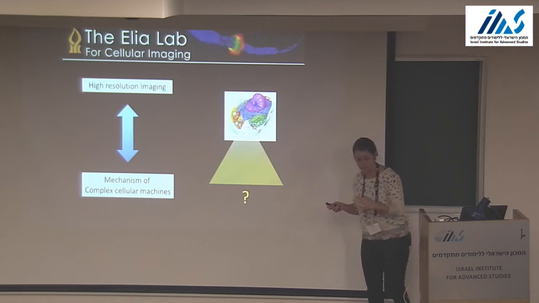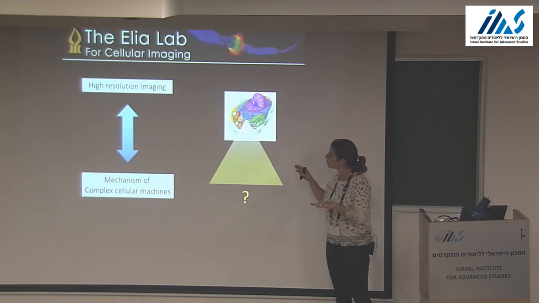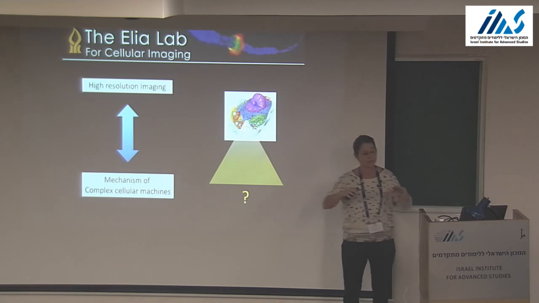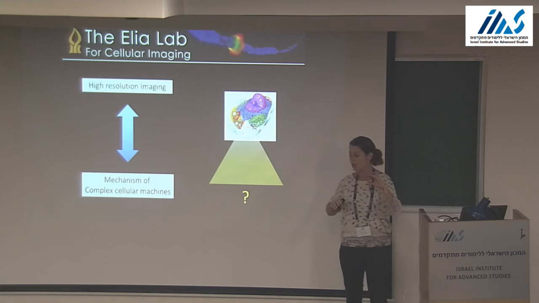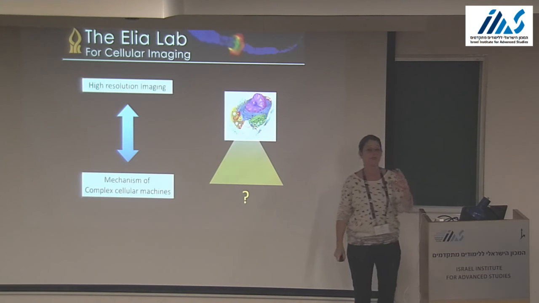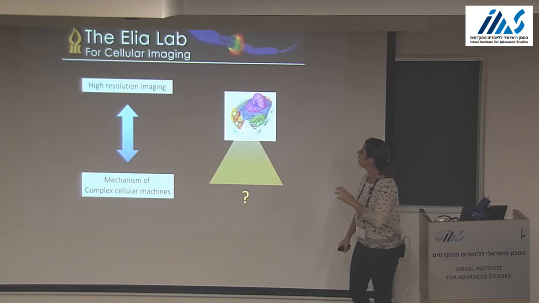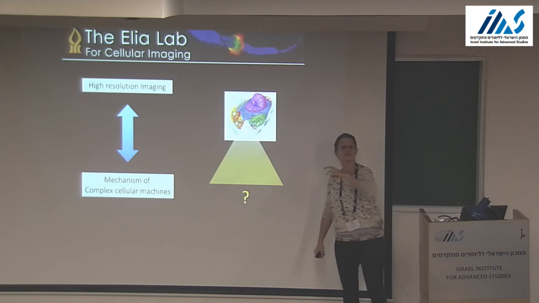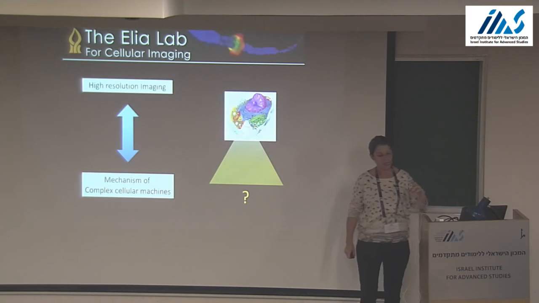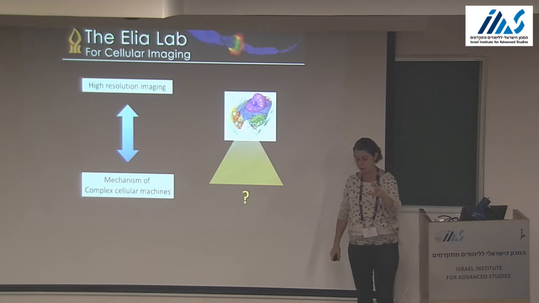Okay, and I want to pause for a second and say that this is pretty much what we do in the lab. In the lab, what we are trying to do now is to understand the fundamental mechanism of membrane fission by using abscission as a model system, and by applying high-resolution imaging techniques. But at the same time, we are trying to push the limits of the microscopy techniques.